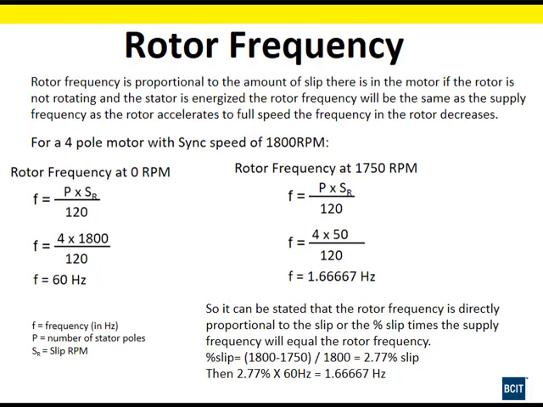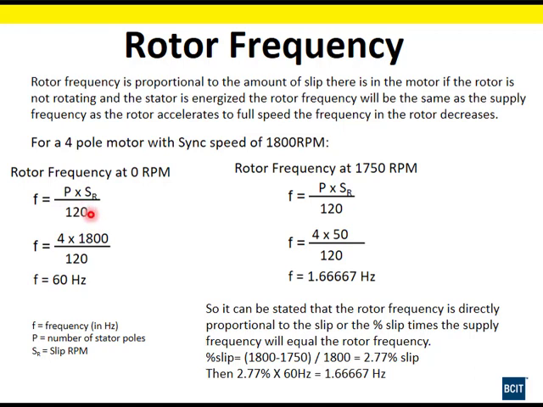Okay, so if we use that same formula for calculating synchronous speed to find out the frequency of the rotor, we calculate it by taking the number of poles multiplied by the slip speed of the rotor, or the slip RPM, and then we divide it by 120, which is a function of 2 poles times 60 cycles a second.